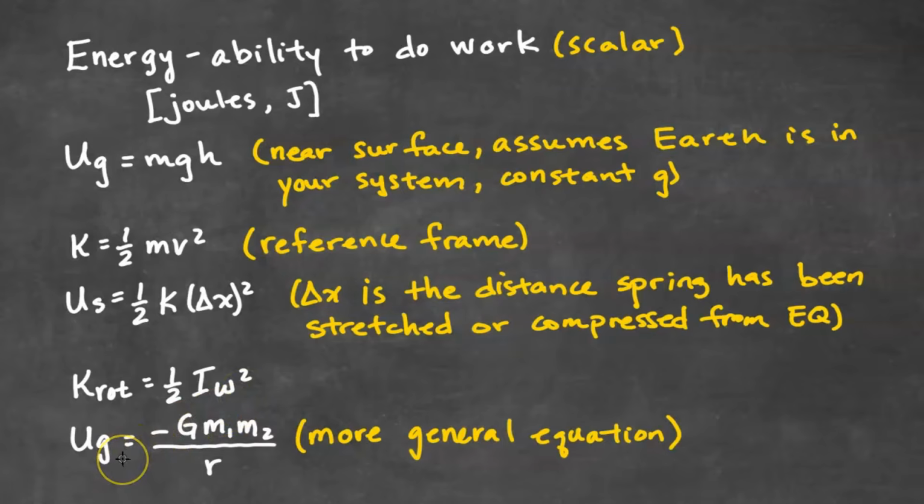And then lastly, we have the gravitational potential energy. This is the more general equation, for when you're not on the surface but further away, and it's equal to negative G, the gravitational constant, times m1 times m2 over r. m1 will generally be a large mass, such as a planet, and the other mass will be a smaller object.